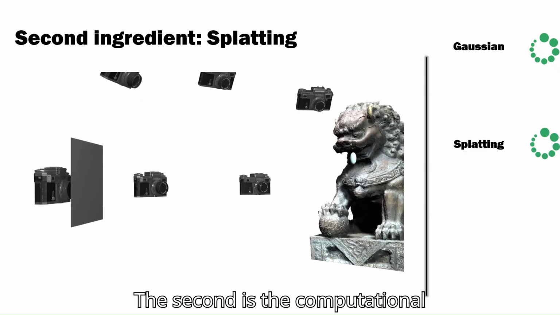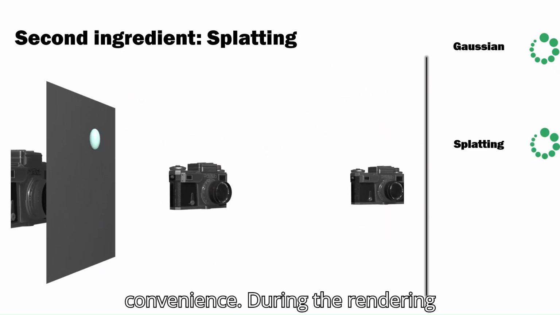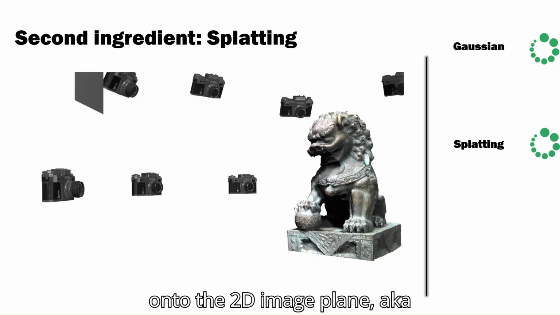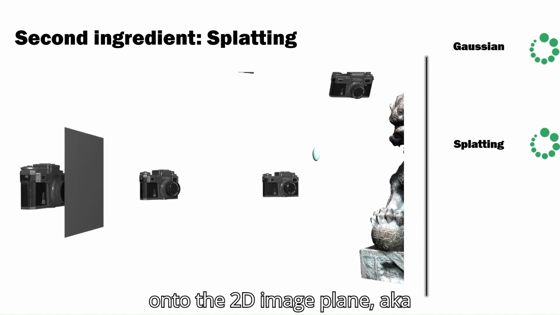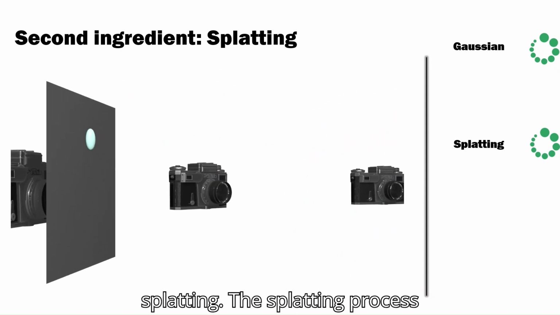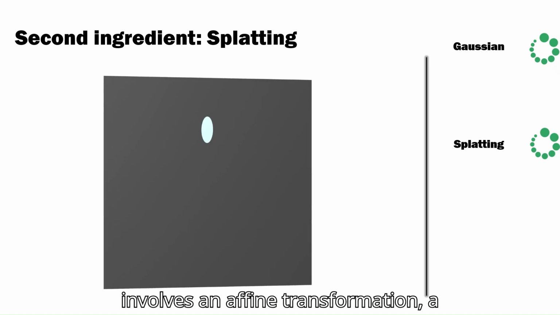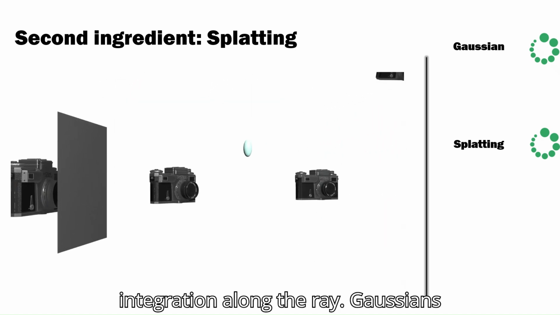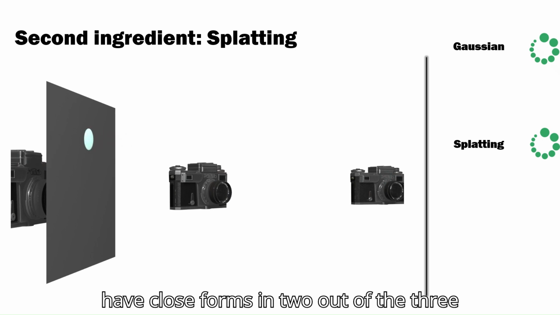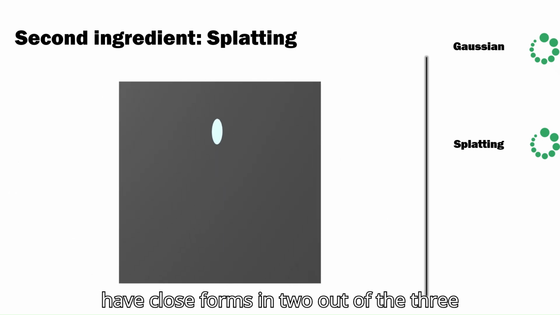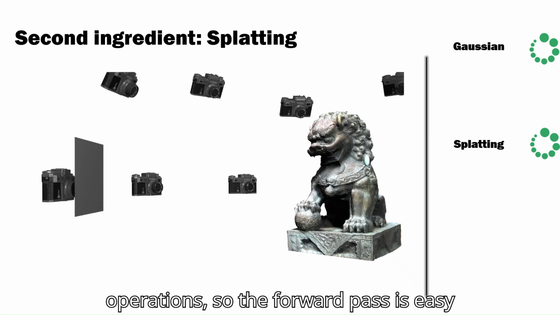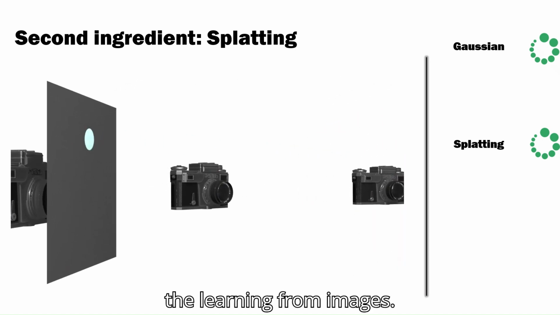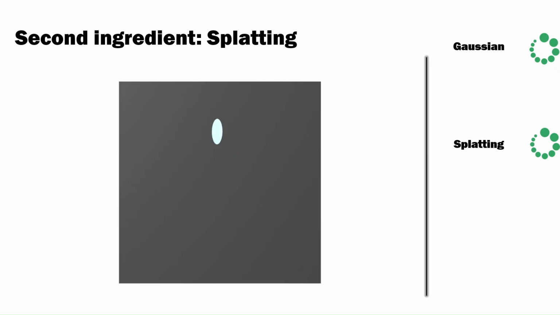The second is the computational convenience. During the rendering process, 3D Gaussians are projected onto the 2D image plane, aka splatting. The splatting process involves an affine transformation, a projective transformation, and integration along the ray. Gaussians have closed forms in 2 out of the 3 operations, so the forward pass is easy to compute, and it further facilitates the learning from images.